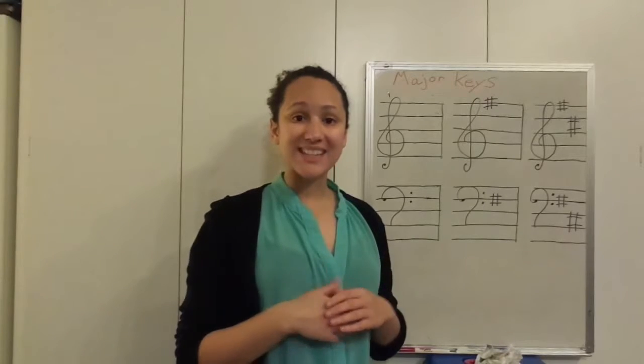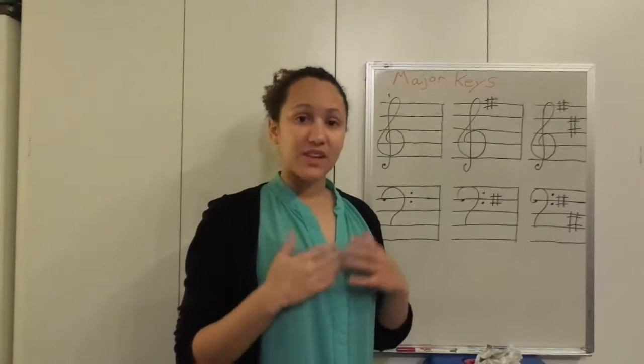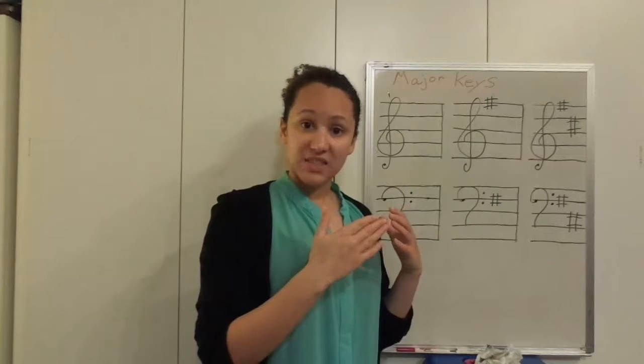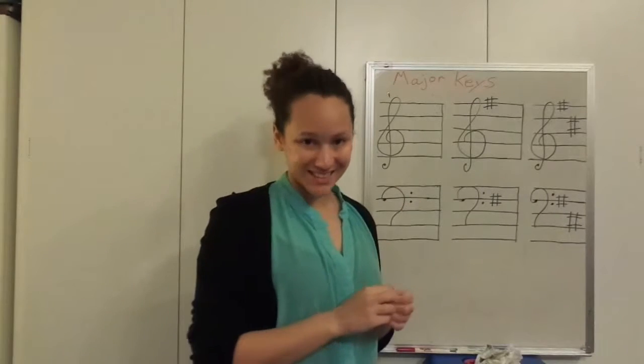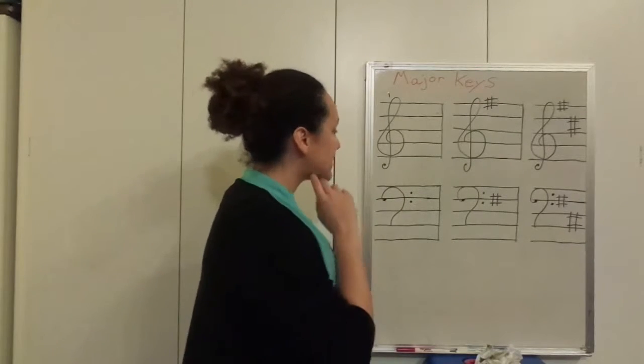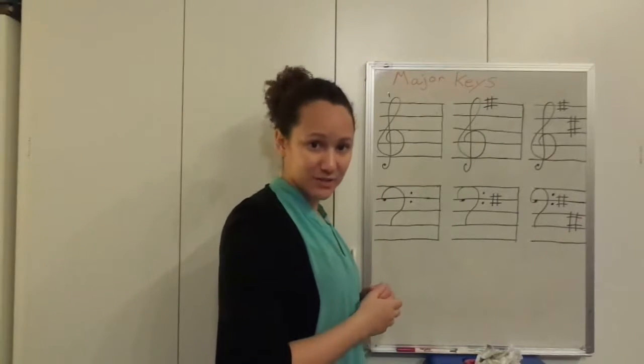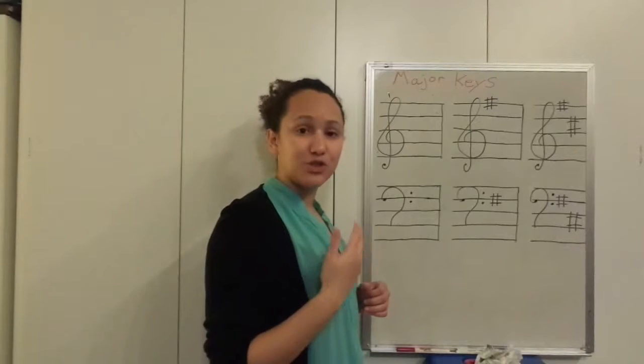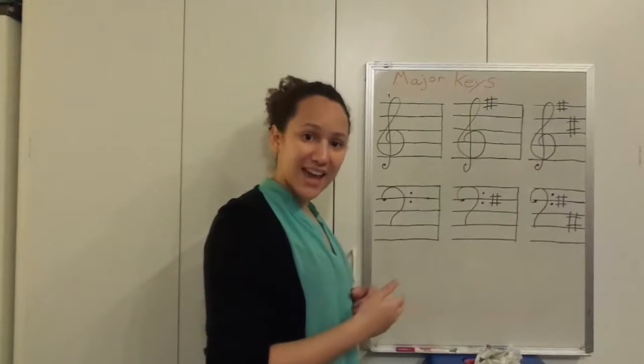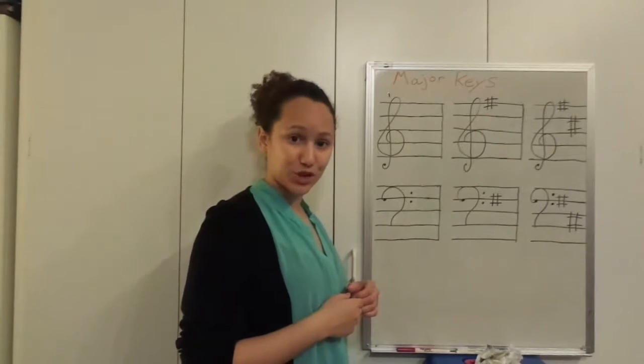So what we say is the key of. The key being that it is from the scale. So if we say the key of C, we know that it's based on the scale of C. If we say the key of G, it's based on the scale of G and therefore has an F sharp.